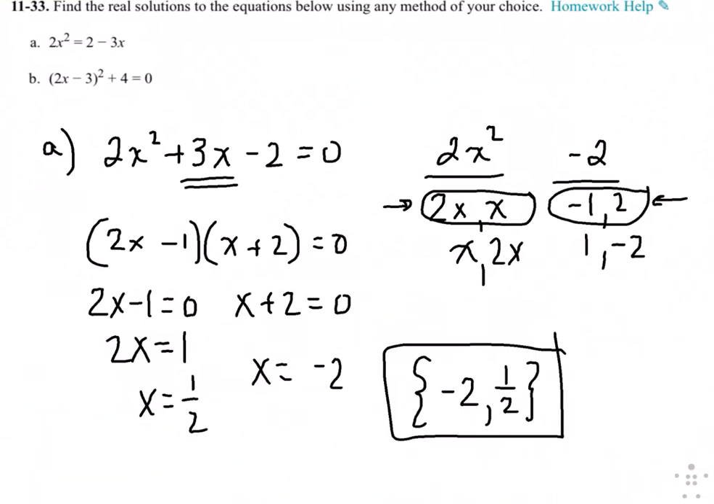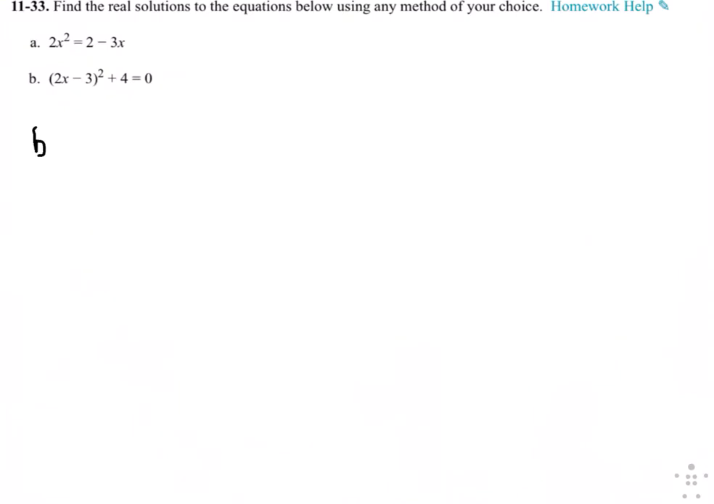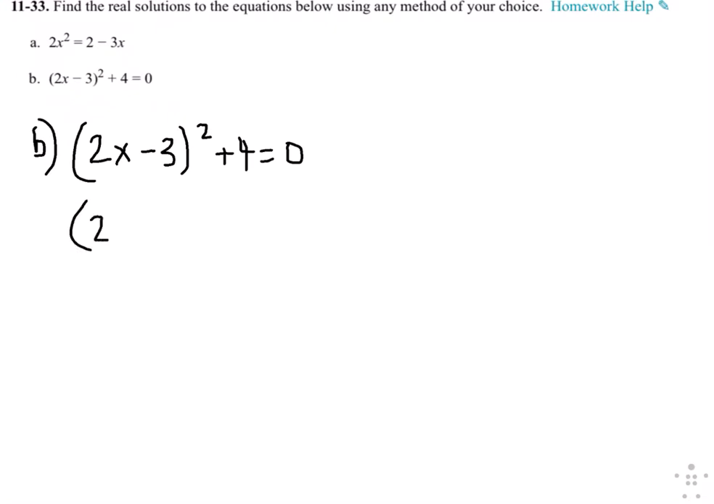Okay, for B, let me make space. B, we have 2x minus 3 squared plus 4 equals 0. To me, the easiest way is just going to be to subtract 4 from both sides. And then we look at this and we see something squared equals a negative number.